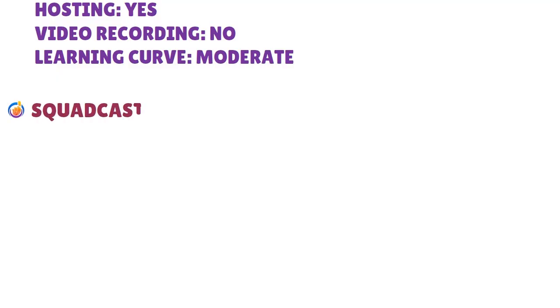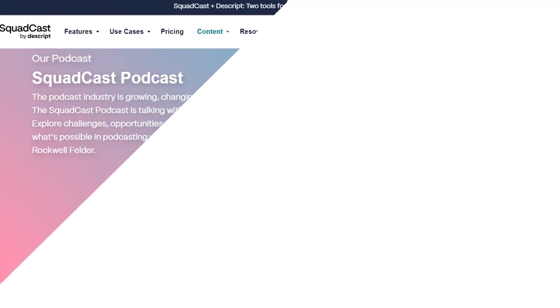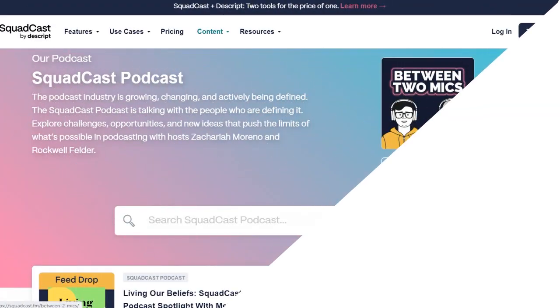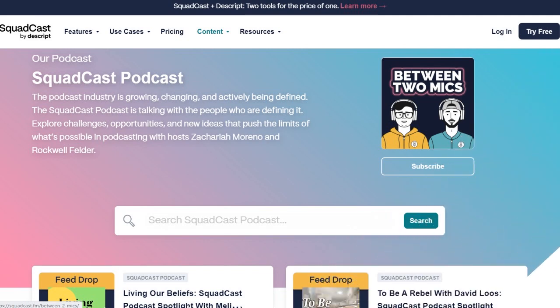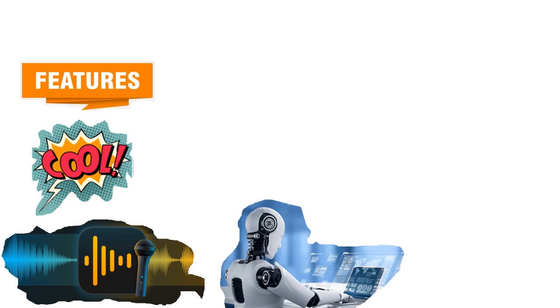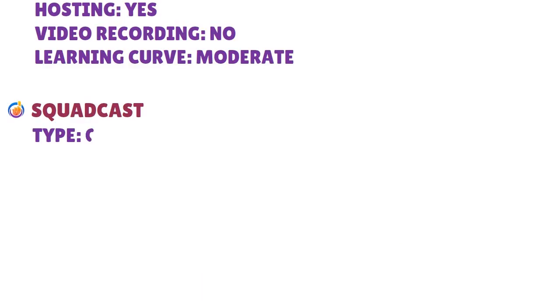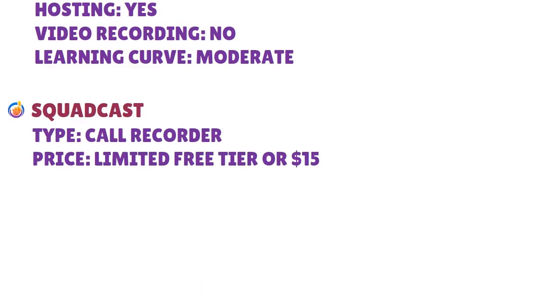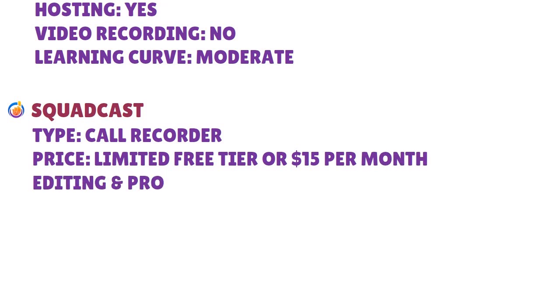Next, you have Squadcast. So if you're thinking about the best podcast recording software for every scenario, think about Squadcast. So with Squadcast, you can record yourself and up to 9 guests on individual tracks in audio and video form. It's one of the best recording tools on the market and comes with some cool AI features like overdub, filler word removal, AI green screen, and AI eye contact. So think of Squadcast as a call recorder. And in terms of price, you have a limited free tier or $15 to $25 per month.